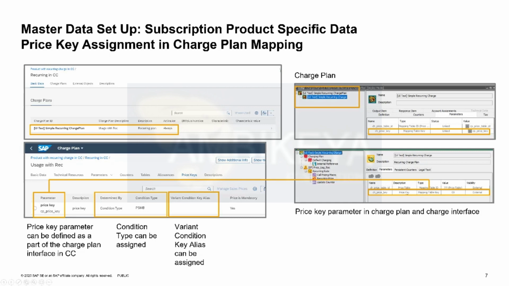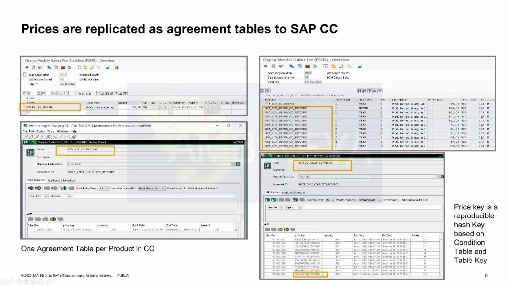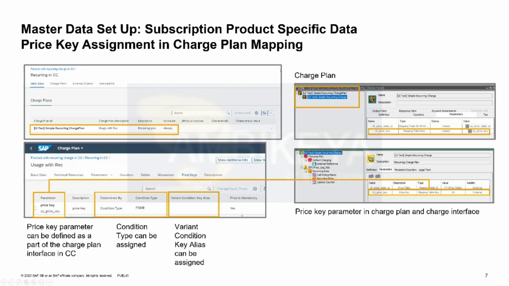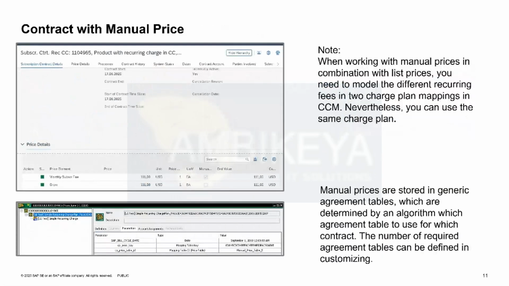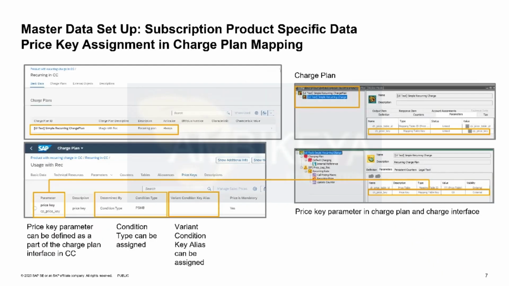In your cross-catalog mapping, you will now be able to add a condition type or a variant condition key alias. Let's show this one. Oops. Sorry, this is a hidden slide. Yeah, so when you receive the deck, you will also see a sample where I added a variant condition key alias.